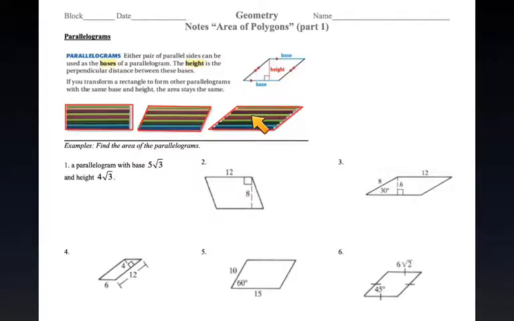This is a good, nice diagram for showing kind of how and why it is. It's the same sum of those things. We just slant those things over. So the area is base times height.